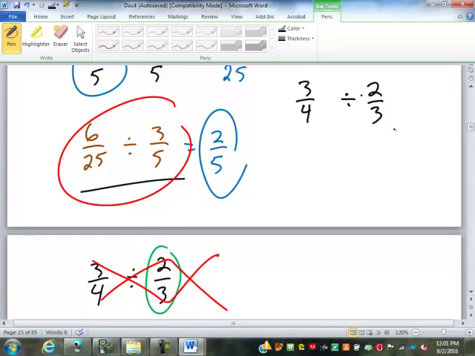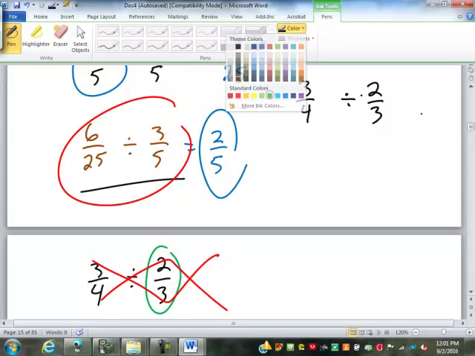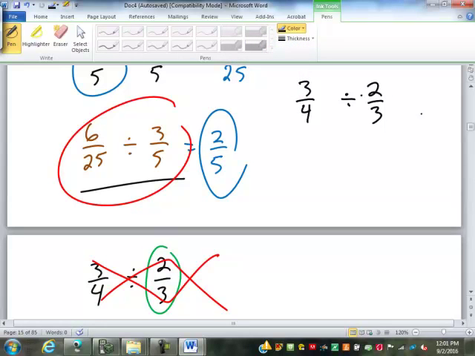Processes have evolved over time. We didn't always multiply by reciprocal to divide. Well, in my lifetime, it's been a few hundred years that we've been doing that, so I don't remember when we didn't. But before we used the multiplying by reciprocal, what they would do is this. They would look at this second fraction, 2/3. What is 2 times 3? 6. They would use that 6 to rename the first fraction.